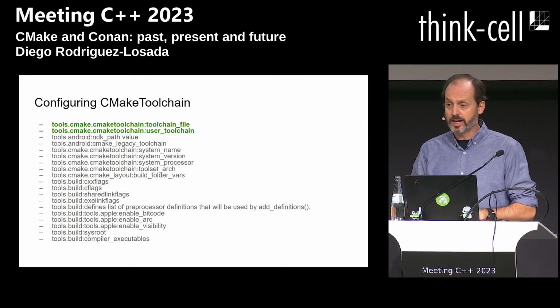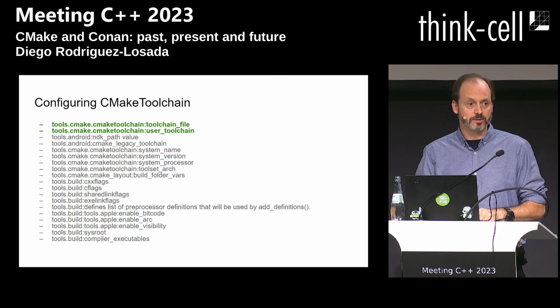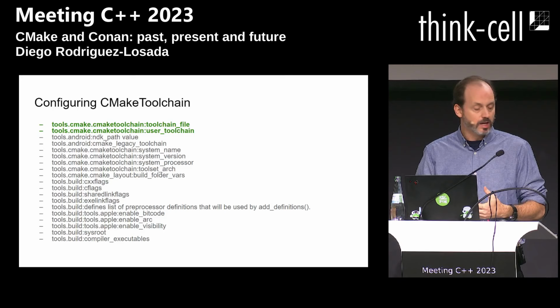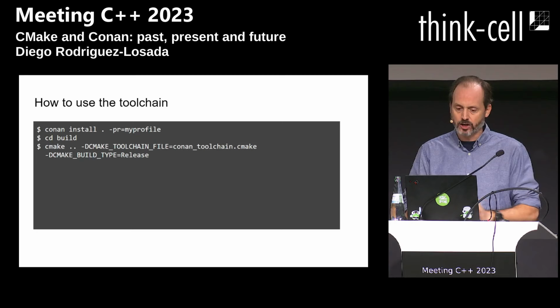One of the major contributions of the modern CMake toolchain generator is that you can customize many, many things. If you need to inject anything, like the system name, system version, or system processor for cross-building, you can inject your own toolchain. You can override the full toolchain if you want. You can inject compiler flags at will. So it has a lot of configuration.